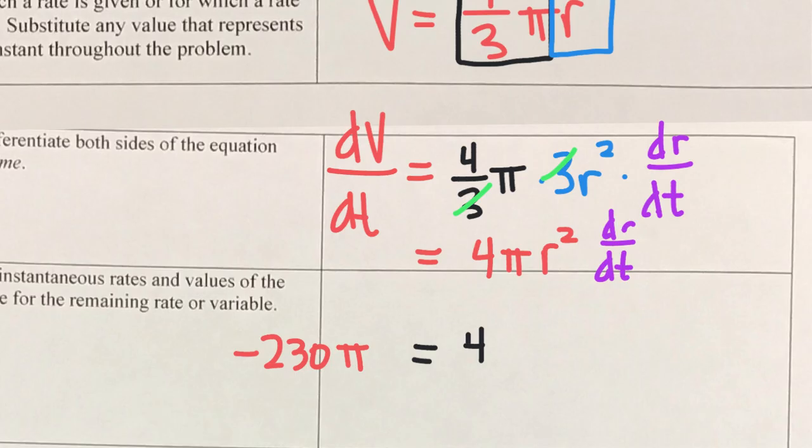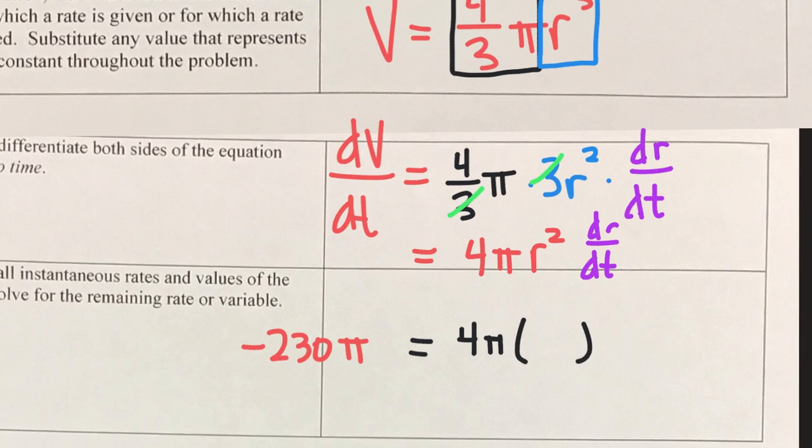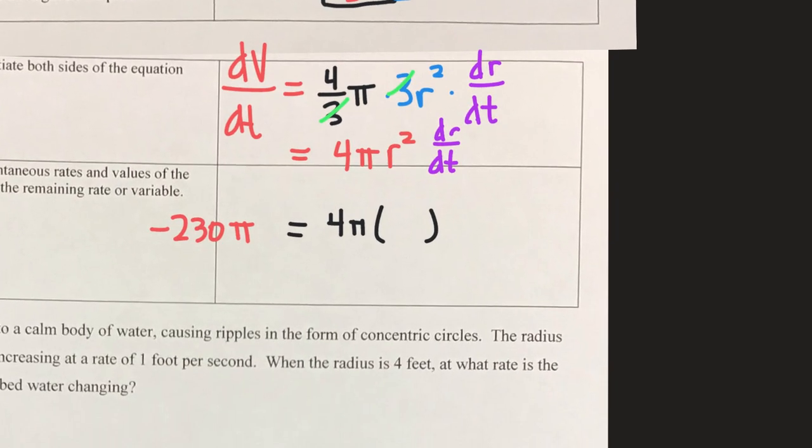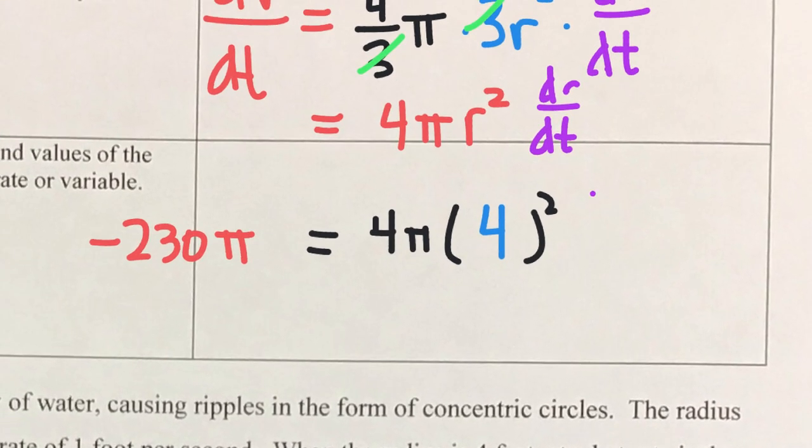Equals 4 pi. At the instant the radius is what? At the instant the radius is 4. So this is where we plug our radius of 4 in. Okay, and we have to square the radius. It's 4 pi r squared. And then we have dr/dt, right? That is our variable. That's what we're trying to solve for, the rate of change of the radius.